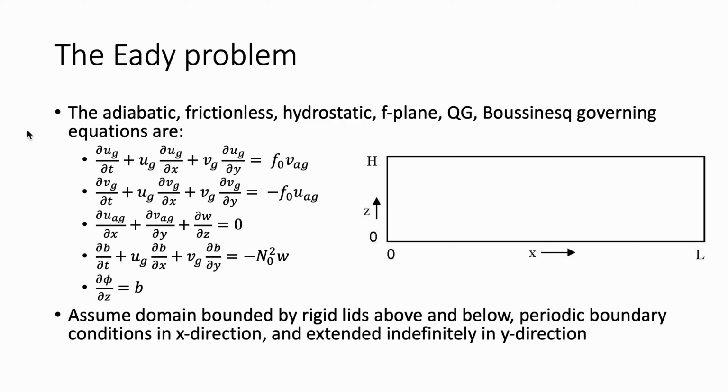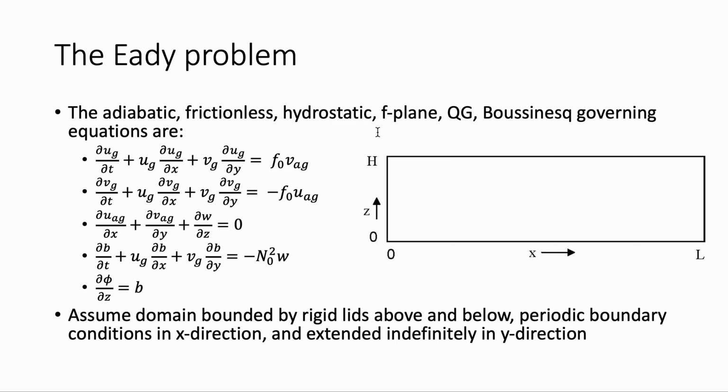But anyway, we're also assuming that the flow is adiabatic. There's no friction, as we said. Hydrostatic approximation, we're in an f-plane. We're assuming the Boussinesq approximation. And we're also going to assume that the flow is approximately geostrophic. So QG should hold.